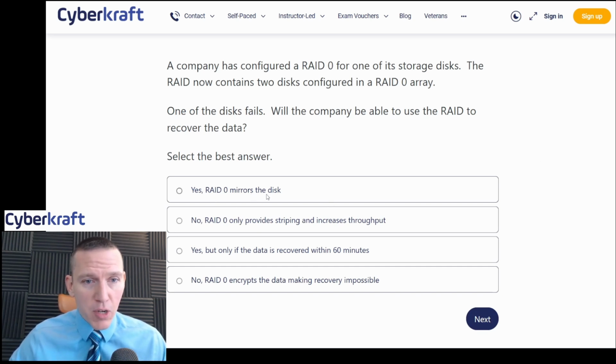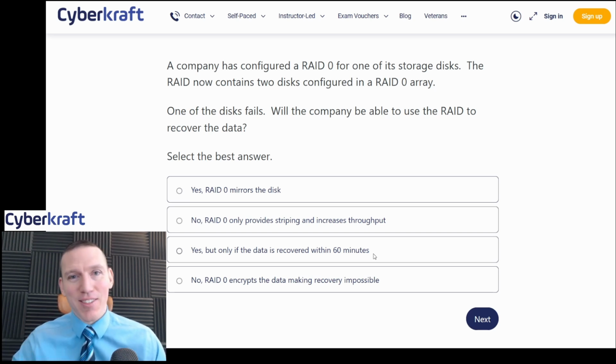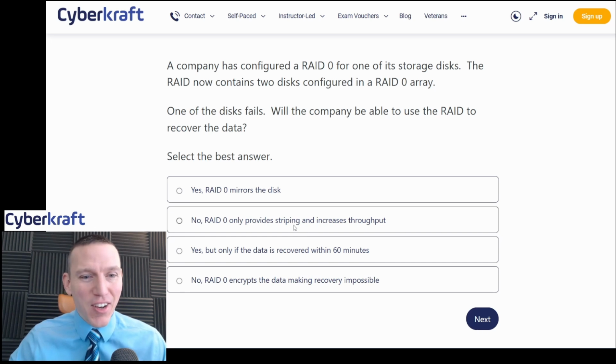Yes, RAID 0 mirrors the disk. That's wrong, that's RAID 1. No, RAID 0 only provides striping, increases throughput. That's true. Yes, but only if the data is recovered within 60 minutes. That's not right. It's pretty funny. No, RAID 0 encrypts the data, making recovery impossible. This is like maybe a 30-second rule, you drop a piece of food. A 60-minute rule with data recovery, if you get it within 60 minutes, you can recover it, right? No, I think this is the right answer there.